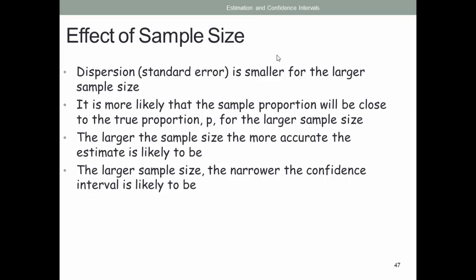Now if we talk about the effective sample size, it's the same story as before. If you look at the sample size, the standard error, which is a measure of how much the estimates vary, gets smaller for large samples. It's more likely that the sample proportion will be closer to the true proportion as the sample size gets larger. And as a result, the confidence interval is likely to be smaller.